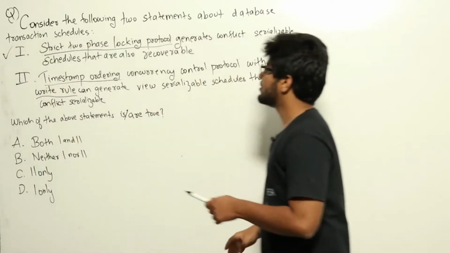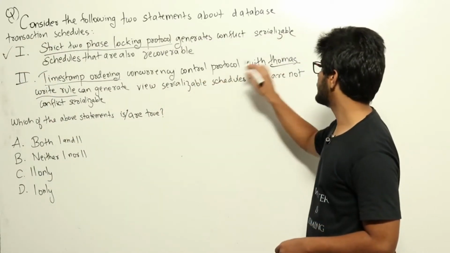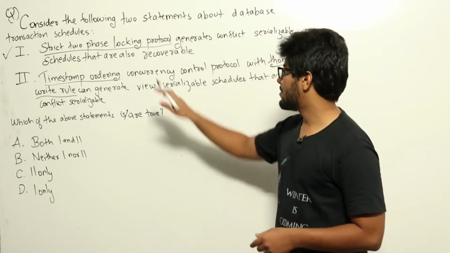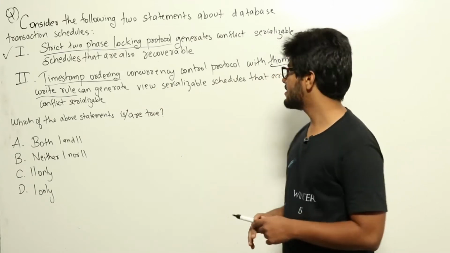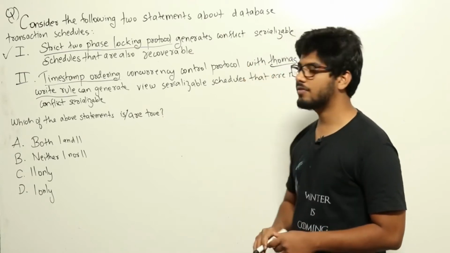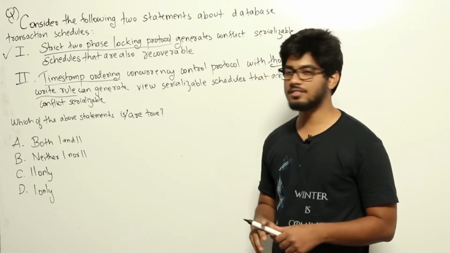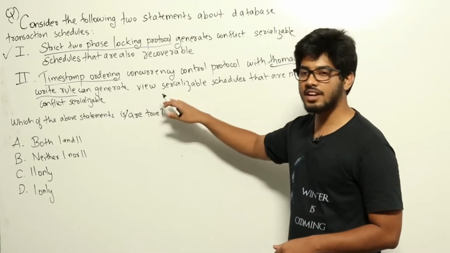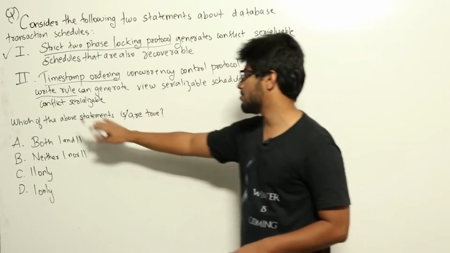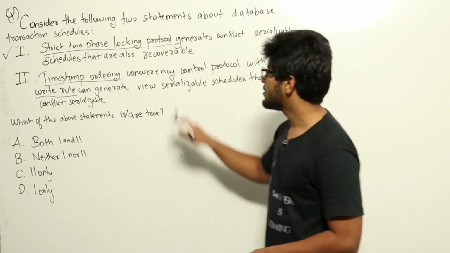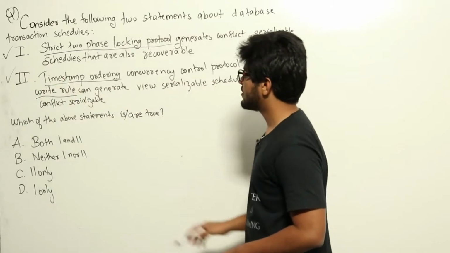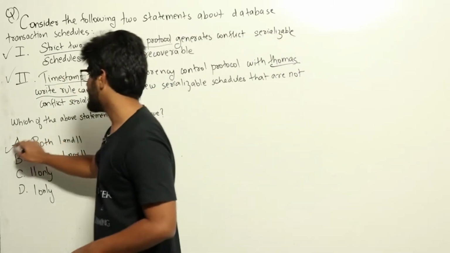Statement 2, timestamp ordering concurrency control protocol with Thomas Write rule. Thomas Write rule is a modification on the timestamp ordering protocol. Using Thomas Write rule, we can ignore some write-write conflicts in our schedule, which means that it will generate schedules which are view serializable but are not conflict serializable because of some write-write conflicts. So statement 2 is also correct. So looking at options, both 1 and 2 are right. Option A is the right answer.